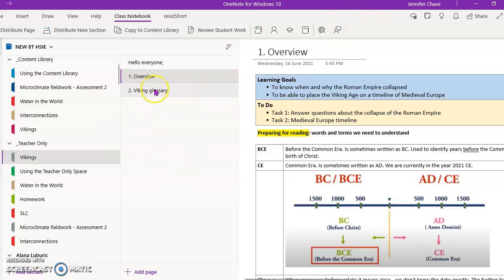Okay, what you're gonna do guys is go to your name. It's not in there as I'm recording it, but it will be. Go to your name and go to the new folder Vikings. Okay, and you should see number 1 overview.